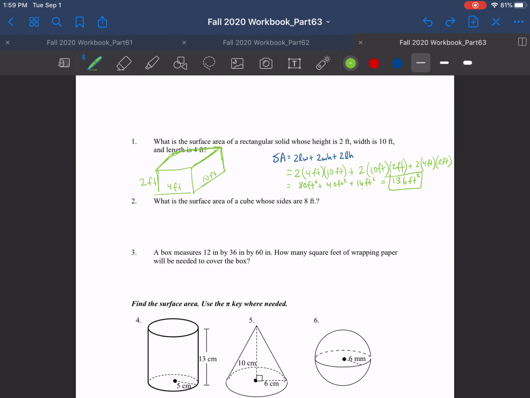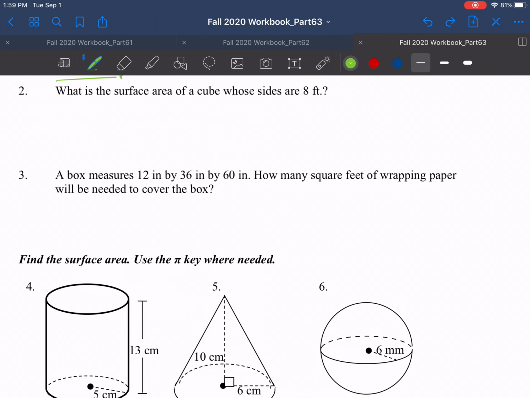The only other thing I'm going to say about these is be very careful. In number 3, it asks you how many square feet of wrapping paper will be needed to cover the box, but it's giving it to you in inches. So you're either going to have to convert the inches into feet before you multiply them all together to get the surface area, or you're going to multiply them together, add them all up and everything, and get the surface area, and then convert to square feet. That second way, converting to square feet after you already multiplied these together, is a little bit trickier. It can be faster, but it's a little bit trickier.